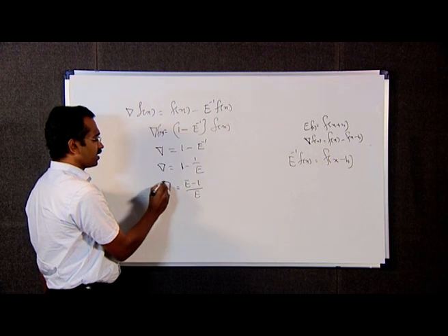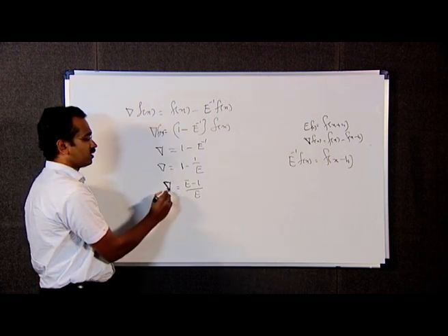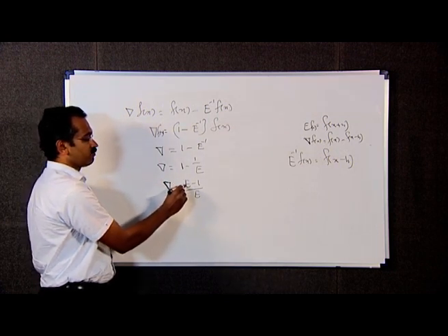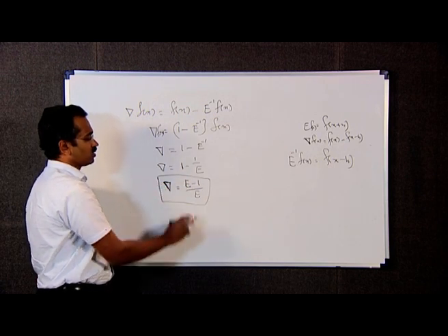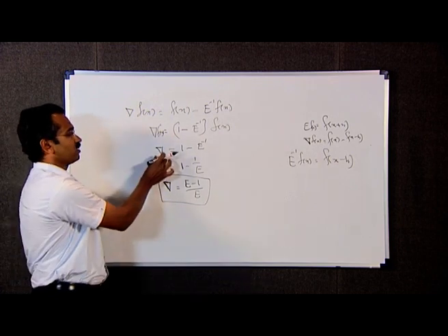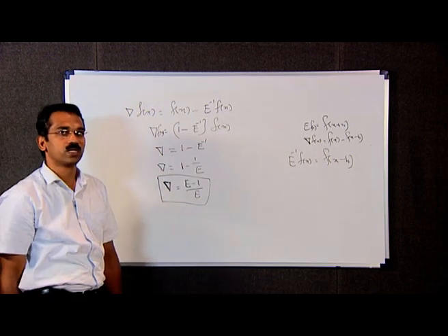This is the identity connecting the backward difference operator del and the shift operator E. That is, del is equal to E minus 1 by E, or we can write del is equal to 1 minus E inverse.